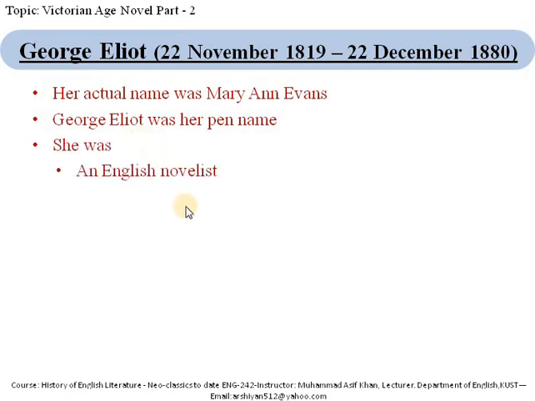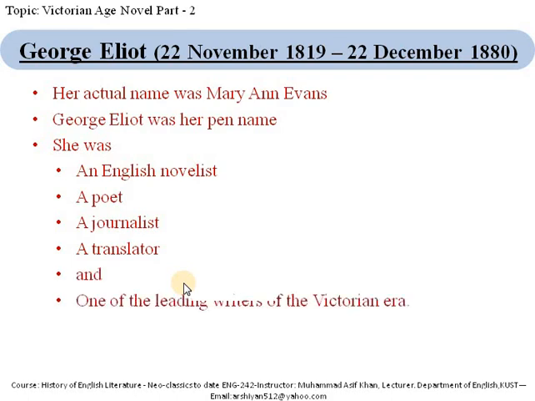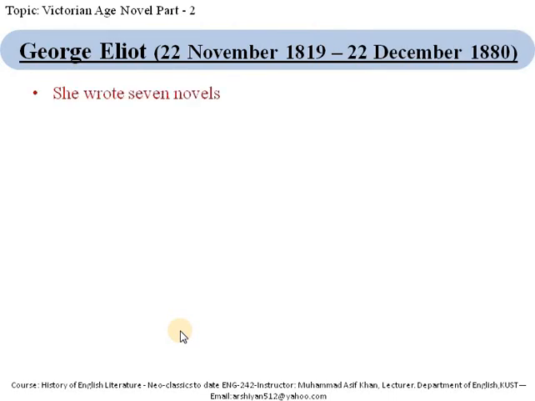She was a prolific personality: a novelist, a poet, a journalist, a translator, and one of the leading writers of the Victorian era. Most of her novels are set in provincial England, the actual British land, and they are known for their realism and psychological insights. That is the new and modern element included in these novels: realistic psychological insight into the human personality.